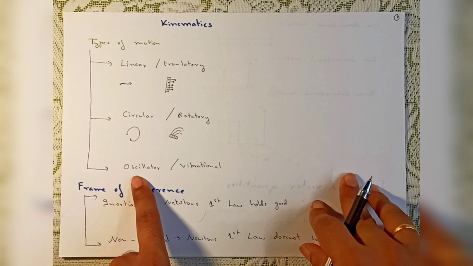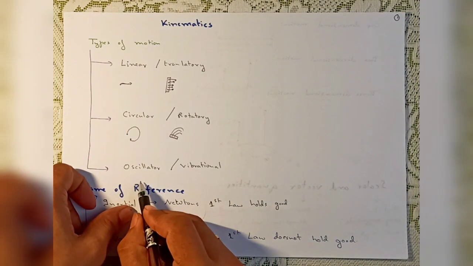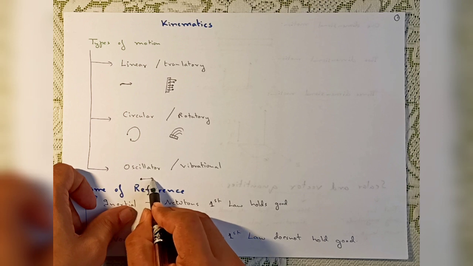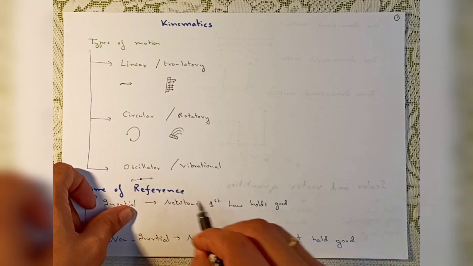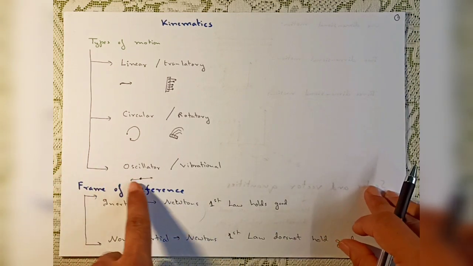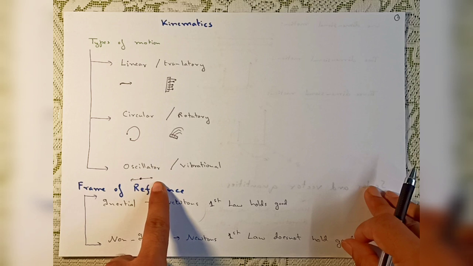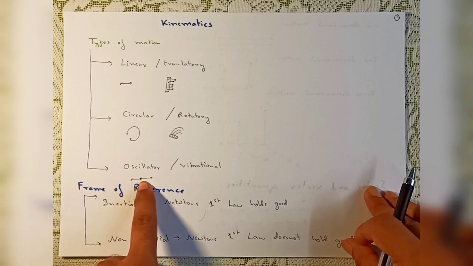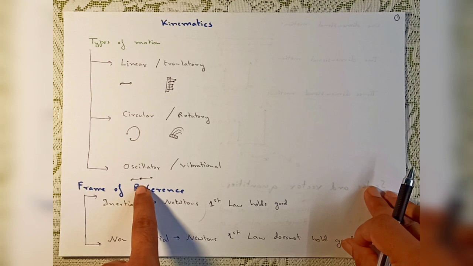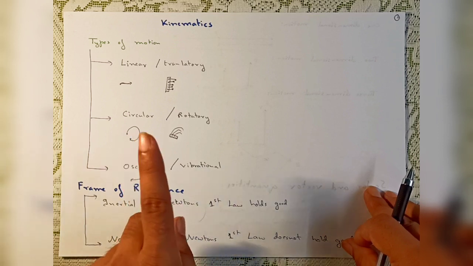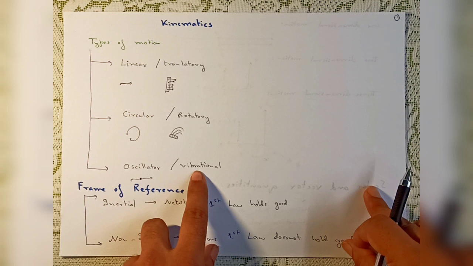And then oscillatory motion, something that is going back and forth. Suppose this point is going back and forth, repeating its own position, going to the extreme position, coming back to the mean position, again going to the extreme position, coming back to the mean position. This is oscillatory motion. And when the speed of this motion increases, then this type of motion is known as vibrational motion.